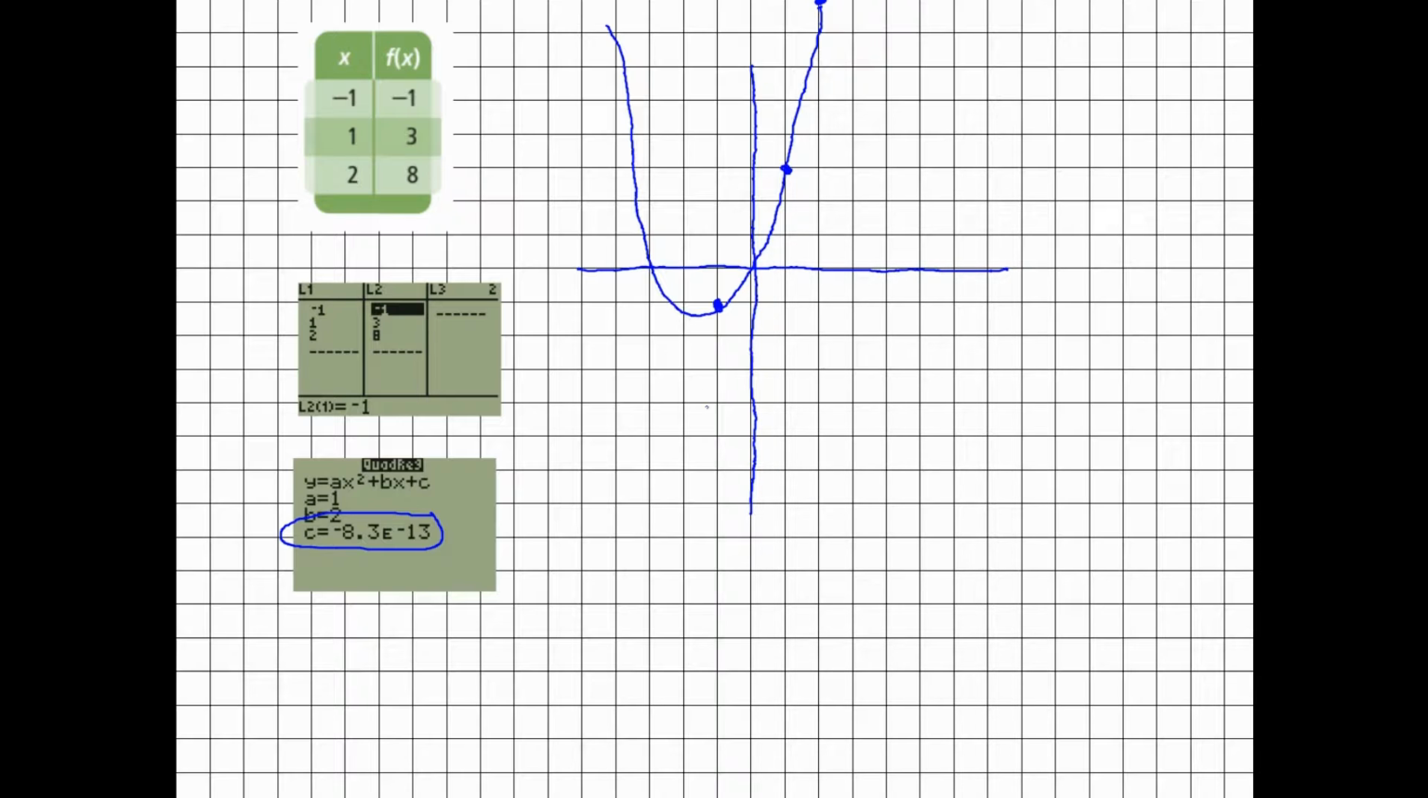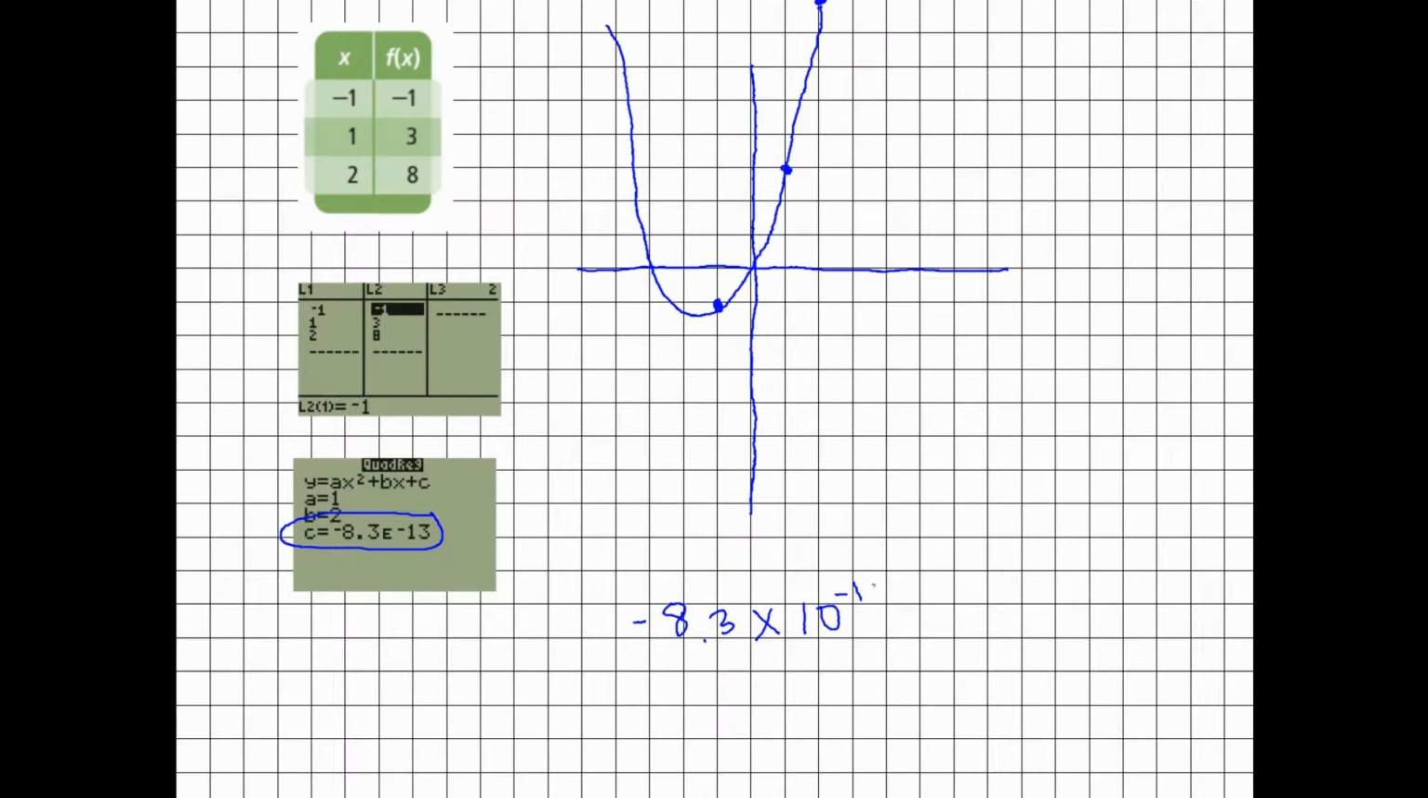Well, that E, let's see my cursor. All right. So -8.3. And all that E means is scientific notation, so it's times 10 to the -13. I don't know why I wrote 0. That should definitely have been a 3.